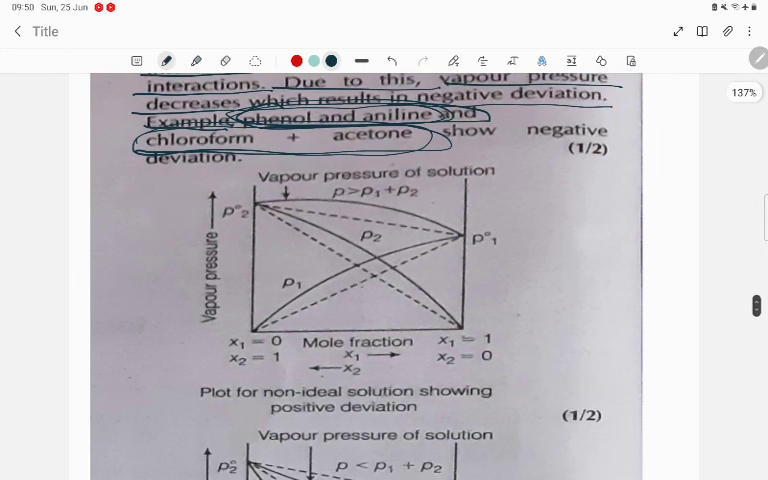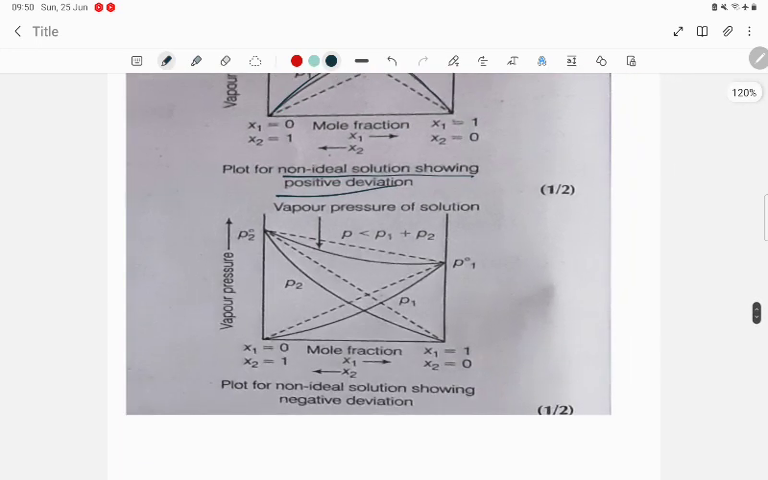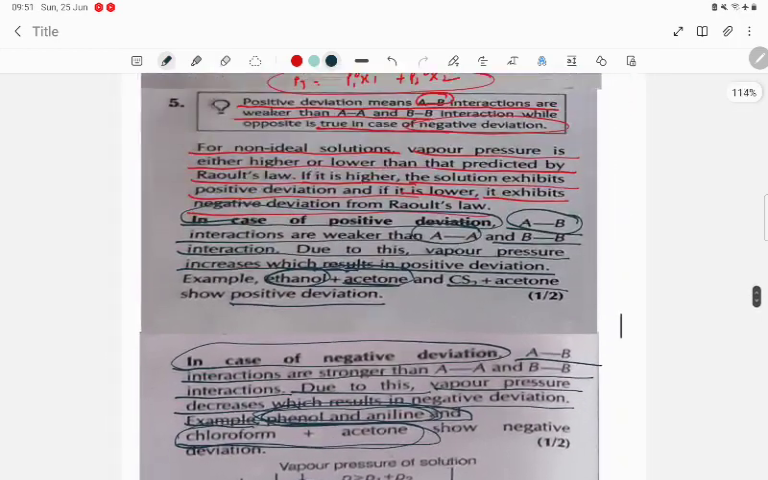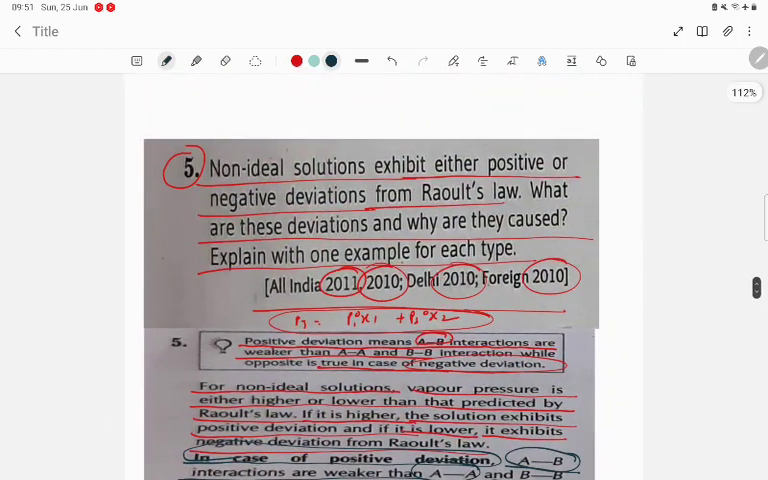In case of positive deviation, you can see the vapor pressure line increases from the normal line. In each case it is increasing, so it is non-ideal showing positive deviation, and if it goes downside, what is it going to be, students? That is negative.